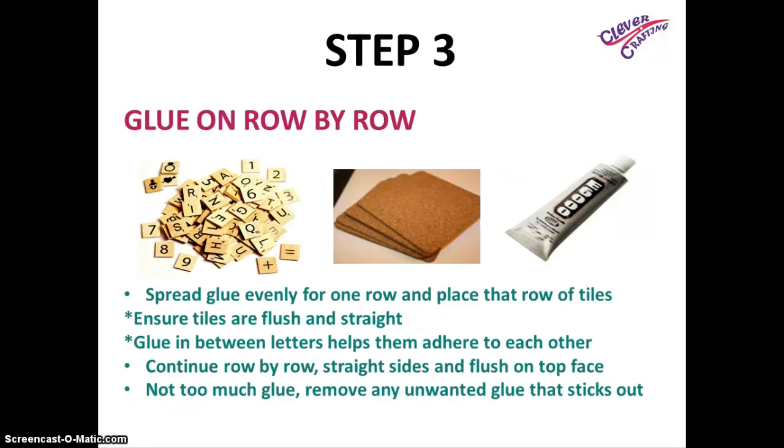Step 3, you're basically going to start gluing this stuff on. So you have your layouts that you put, and you want to take your cork. You want to start spreading the glue evenly for one of the rows and start placing that row of tiles. Now what you want to do is make sure that the tiles are flush and straight. And if there's a bit of glue that comes up in between the letters, that helps them adhere to each other, so that's a good thing as well.